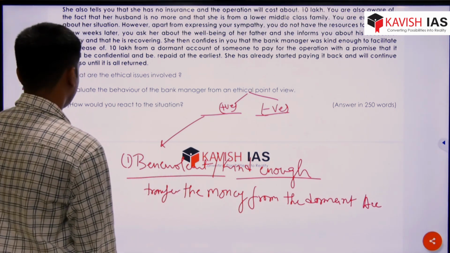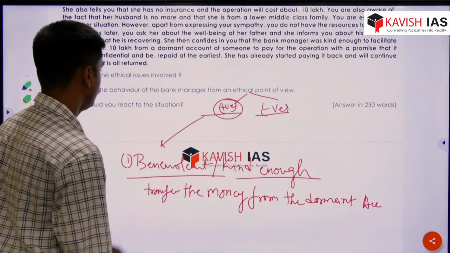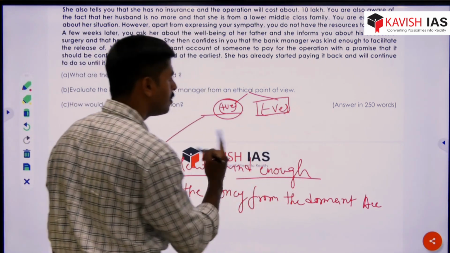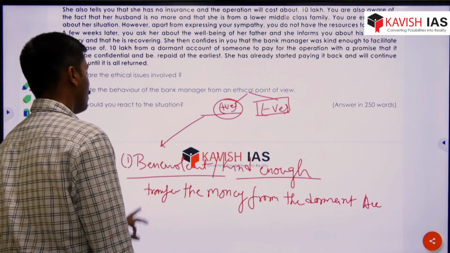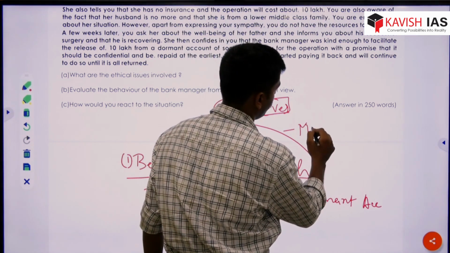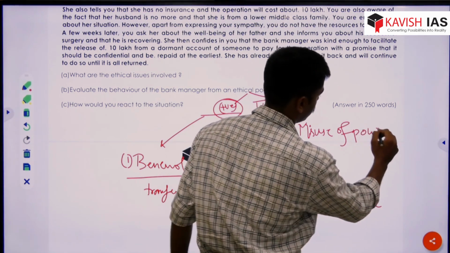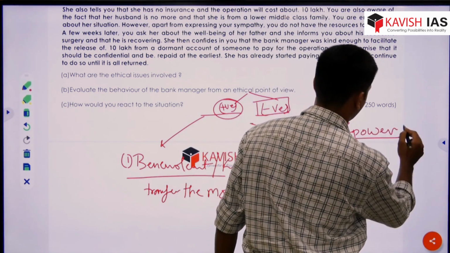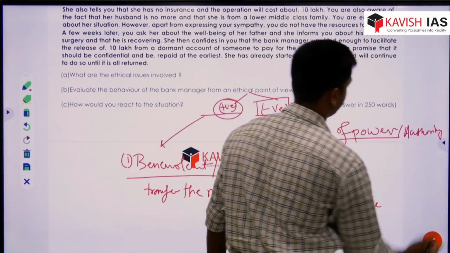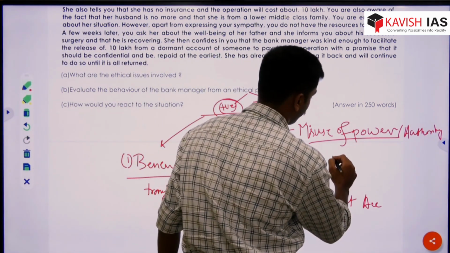Apart from that, there is nothing much to describe from the positive side. We just need to have a balanced view, so that's why we had to mention this positive side also. The negative side says that there was misuse of power, authority. Right. The act was unjust.